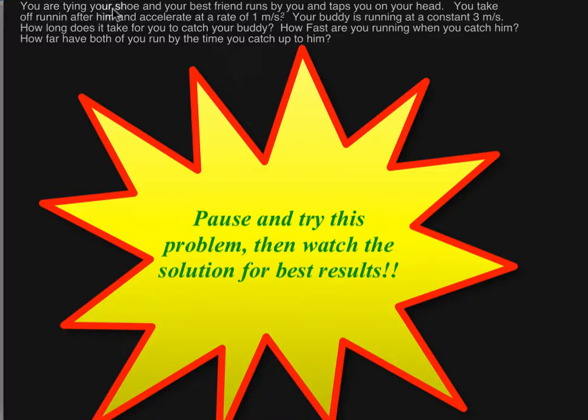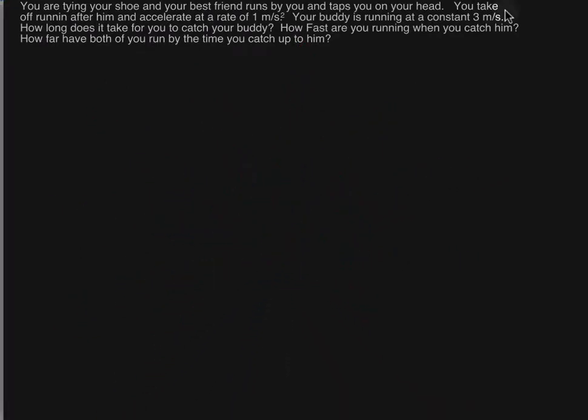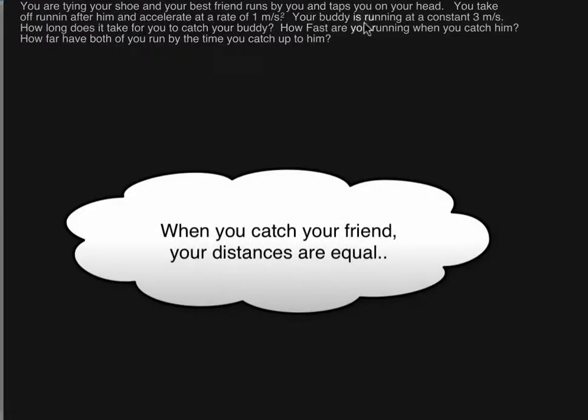We're going to be taking a look at this example to help understand the concepts of linear kinematics. When we're looking at this problem, you're tying your shoe and your best friend taps you on your head and you take off running after him and accelerate at a rate of 1 meter per second squared. Your buddy is running at a constant velocity of 3 meters per second. For simplicity purposes, we're going to assume that he's running in a straight line. And we want to know how long it takes you to catch your buddy, how fast you're running when you catch him, and how far you both ran.